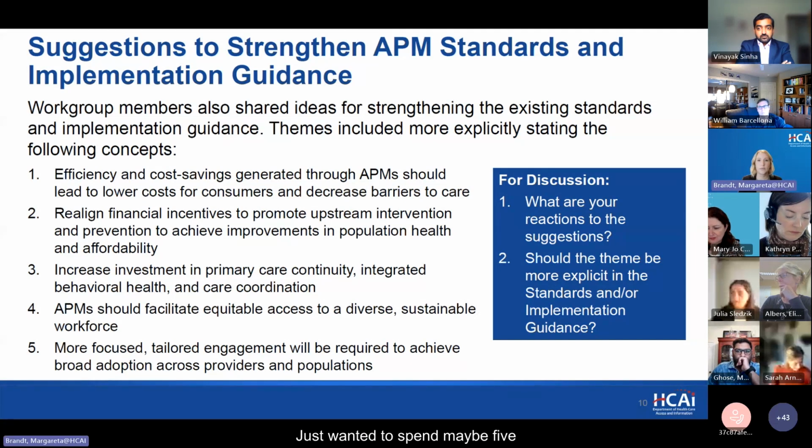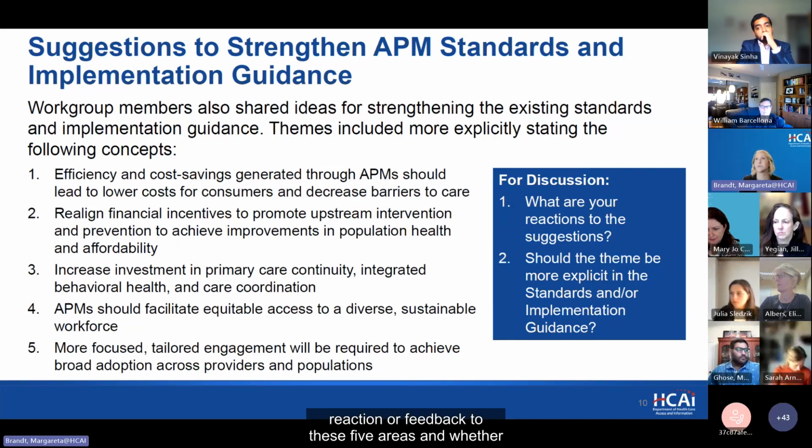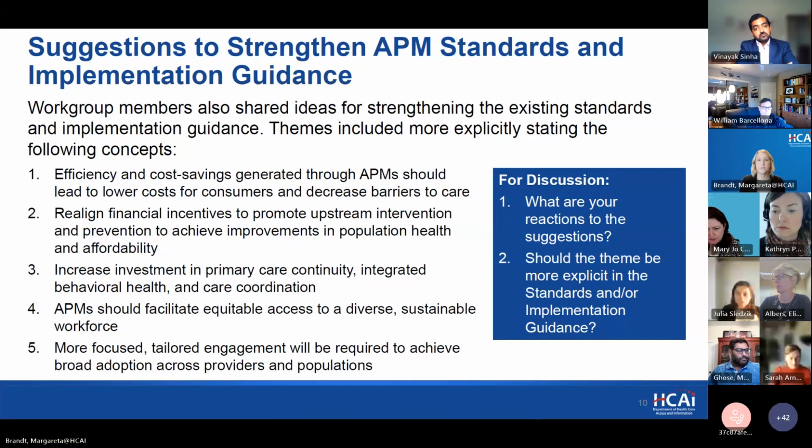Just wanted to spend maybe like 5 minutes more on this slide and get your reaction or feedback to these 5 areas, and whether anyone wanted to emphasize or react to any of the recommendations here, or adjust the standards. Yes, Reshma.